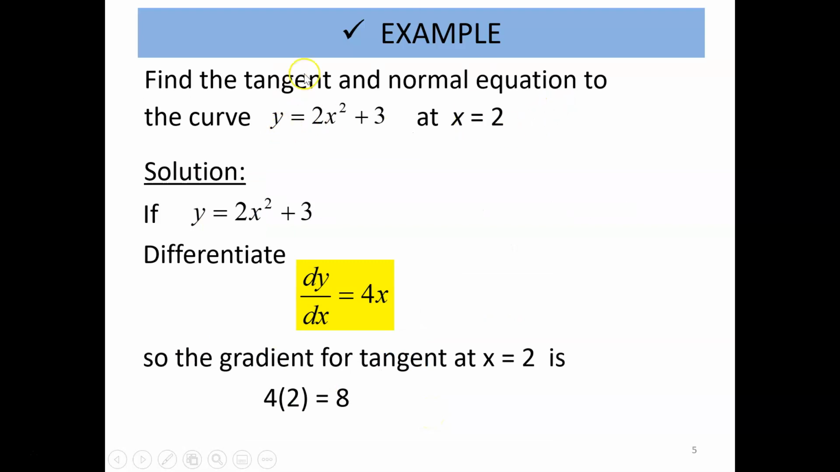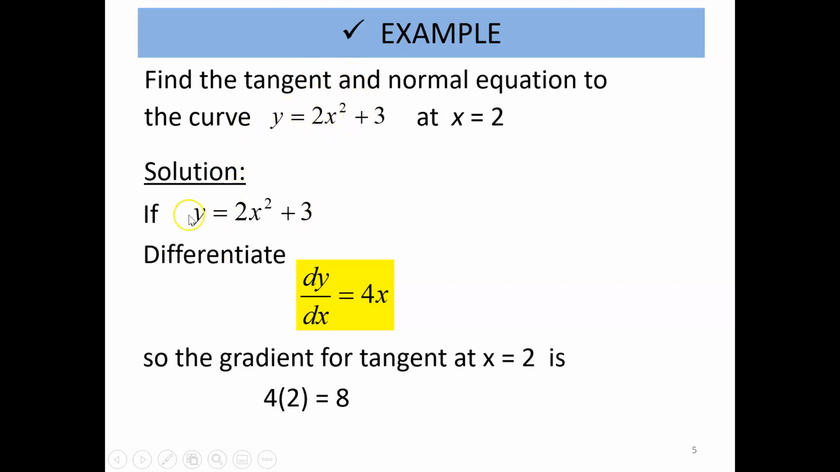For example, find the tangent and normal equation to the curve y equal to 2x squared plus 3 at x equal to 2. So you need to find the equation of tangent as well as the equation of normal for this curve at the point x equal to 2. So what happens is that you are given x equal to 2, but you still don't have the gradient. So how do you find the gradient?